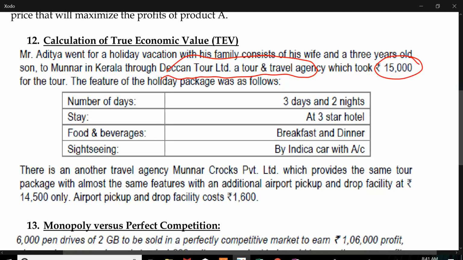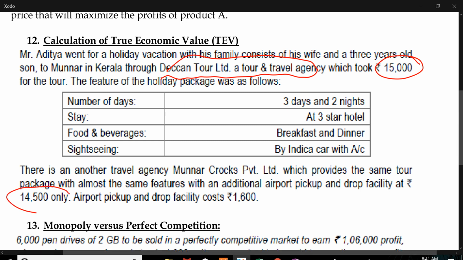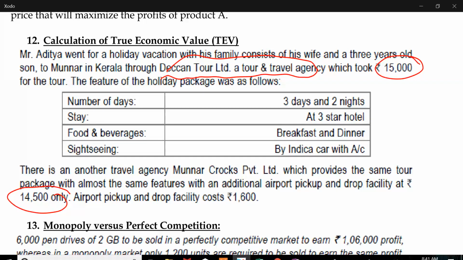What is the price they are charging? 15,000. But the true economic value will depend on what the competitor is charging. What is the competitor charging? 14,500. Is he giving more facility or am I giving more facility? He is giving more facility. So should I pay more than 14,500 or less than 14,500? Less than 14,500, because he is also giving a pick up and drop facility.